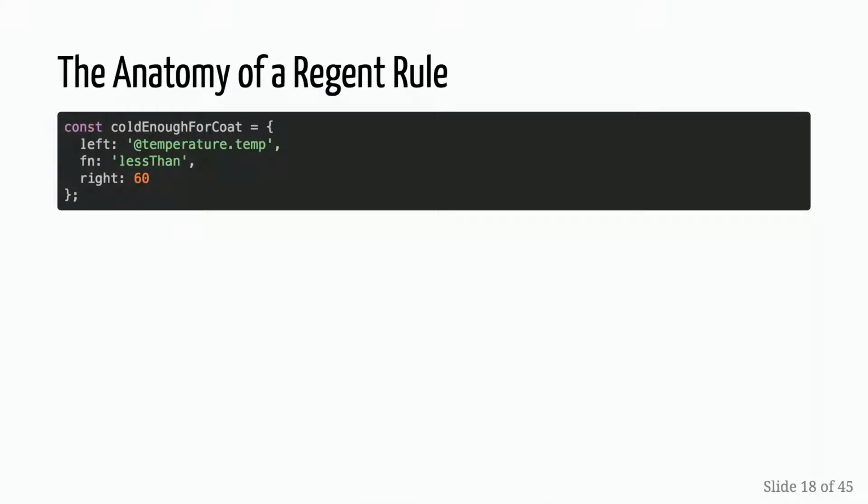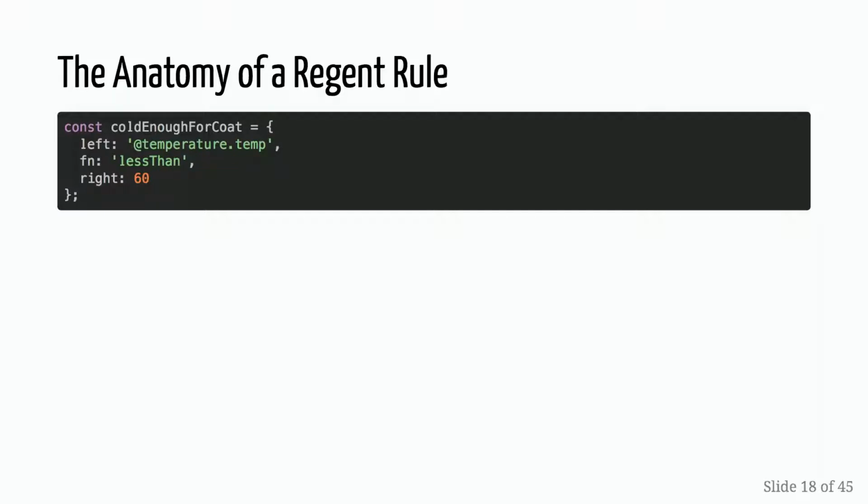So the fundamental part of Regent is rules. We're going to jump into the anatomy of a Regent rule. There's really not a ton here. It's just an object literal. Each object literal has 3 parts. We'll talk about them in a second. A left, a function, and a right. Oh no, I did not take this one slide.